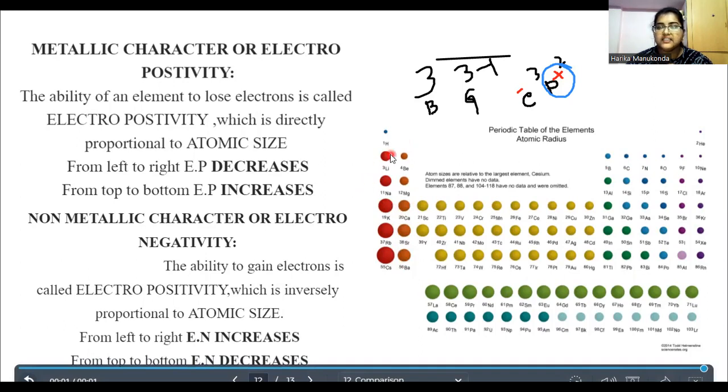Because why? See, the principal ability of an element is to lose electron, right? Size increasing means attraction decreases, so automatically they lose electrons very easily. Am I clear so far? Now let's go to the non-metallic character or electronegativity. What is that, children? Electronegativity.